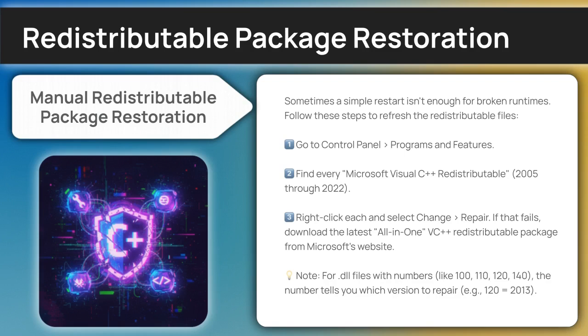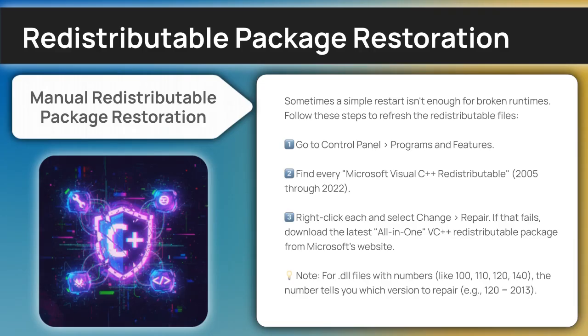Follow these steps to refresh the redistributable files. First, go to Control Panel, then select Programs and Features. Second, find every Microsoft Visual C++ Redistributable 2005 through 2022. Third, right-click each and select Change, then select Repair. If that fails, download the latest all-in-one VC++ Redistributable package from Microsoft's website.